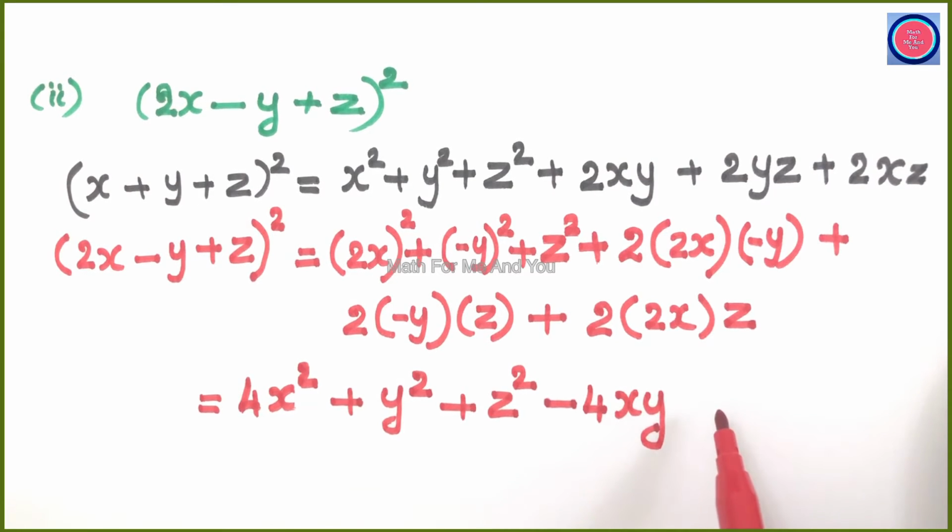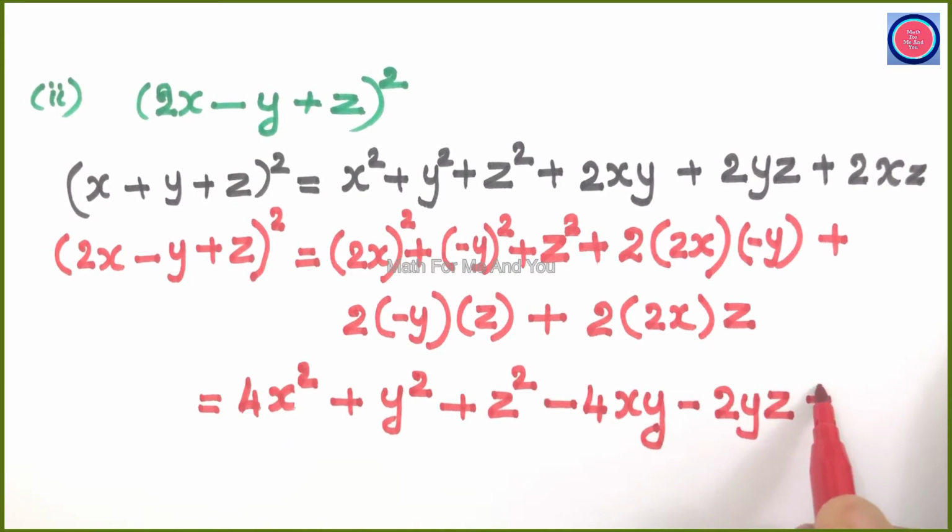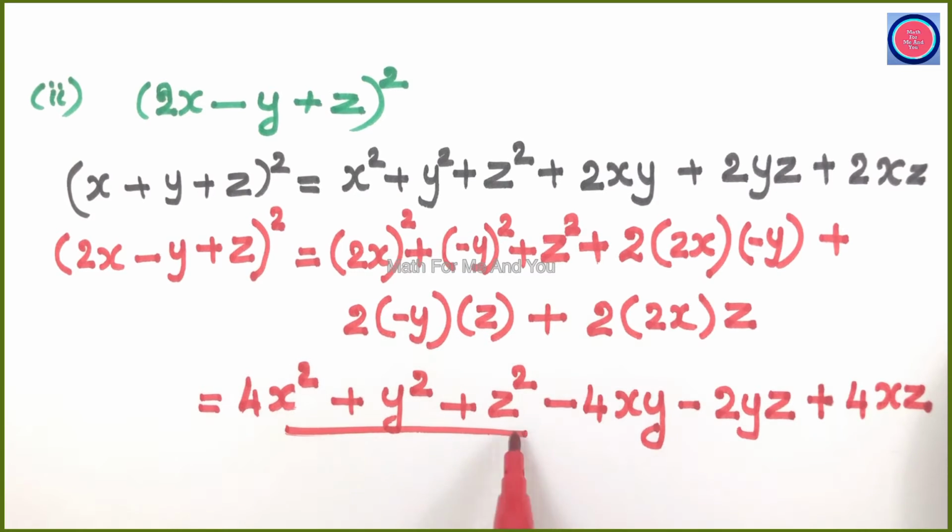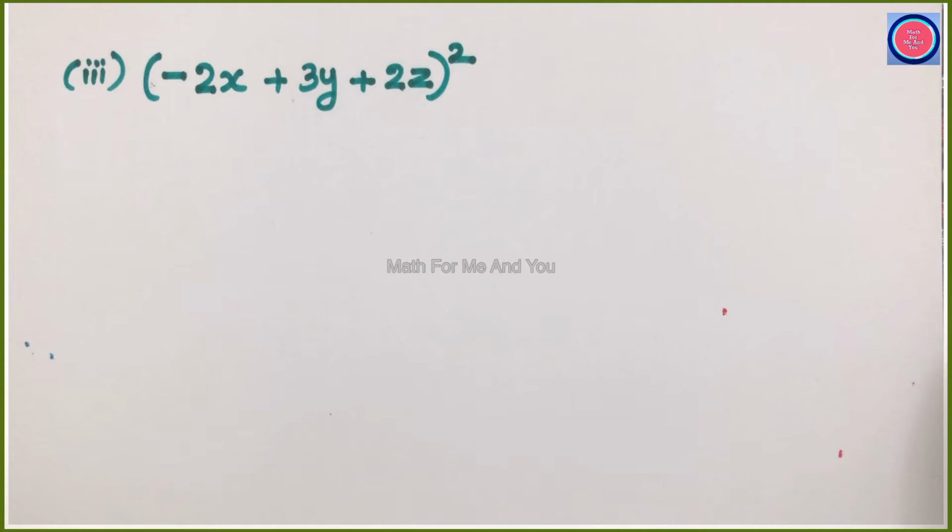In the next term only the coefficient is 2 but there is -y times z, so it is -2yz. And the last term, numbers are 2 and 2. 2 times 2 is 4, x times z is xz. So we get the answer 4x square plus y square plus z square minus 4xy minus 2yz plus 4xz.